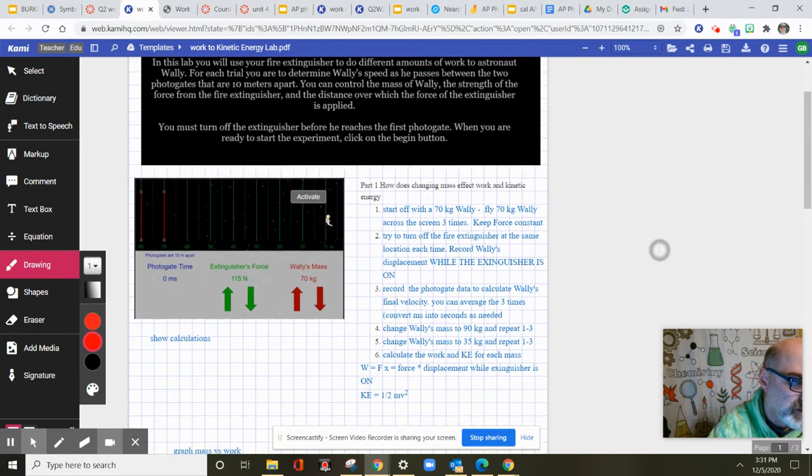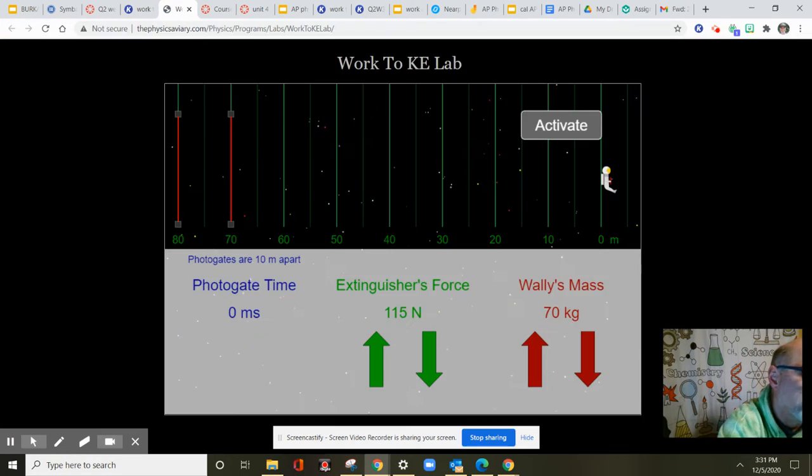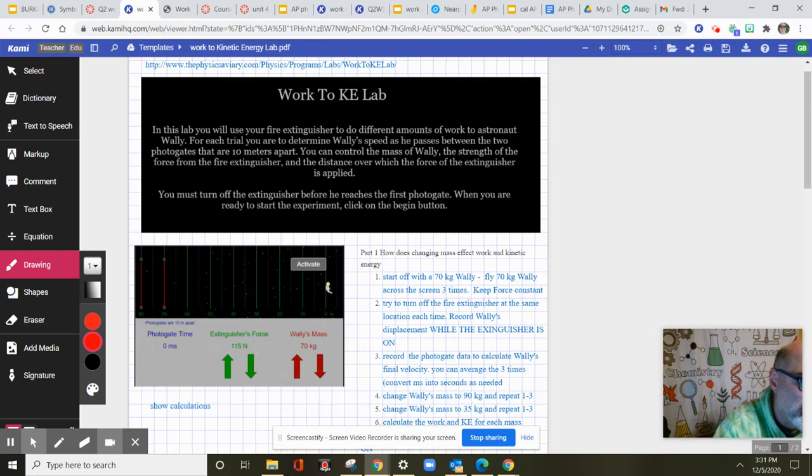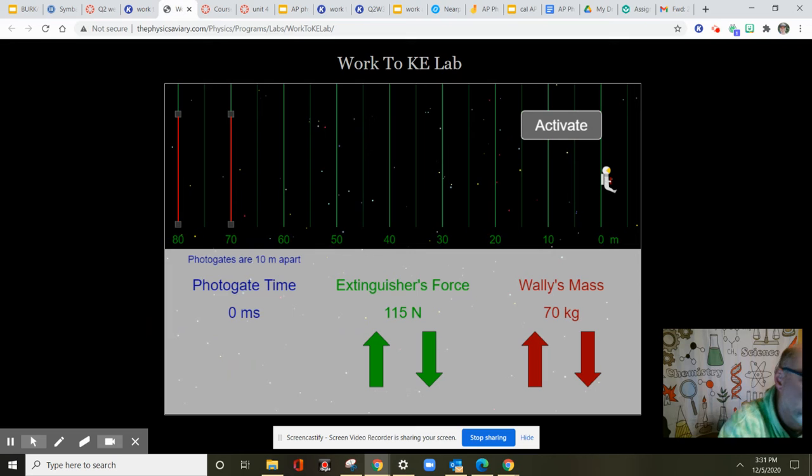So let's just run through this a little bit. I'm not going to do the whole lab. I'm going to show you what I mean here. So Wally's mass is 70. What else am I supposed to do? Keep the force constant. All right, why don't we just keep it at 115?